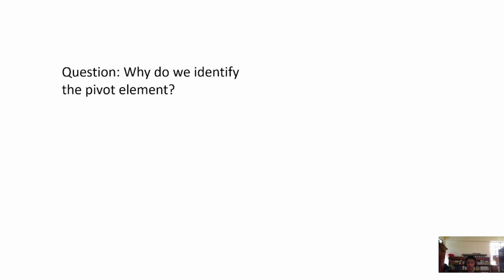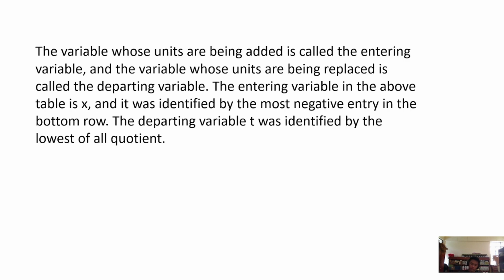The variable whose units are being added is called the entering variable, and the variable whose units are being replaced is called the departing variable. So as I mentioned earlier, this is the explanation of that. The entering variable in the above table is x, and it was determined by the most negative entry in the bottom row. The departing variable t was identified by the lowest of all quotients.